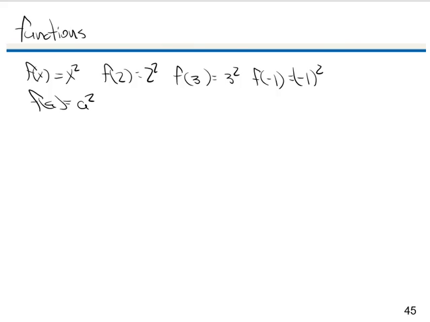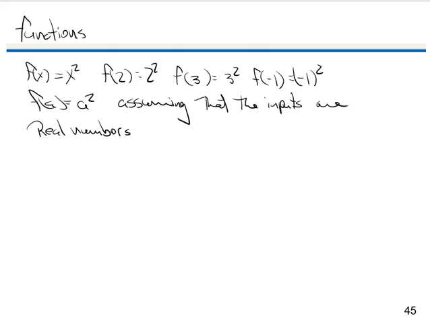And normally for our class, we are assuming that the inputs are real numbers. That means that we're not talking about what we call imaginary numbers, for example, the square root of negative 1 or the square root of negative 4, things like that. So those kinds of numbers we're not considering as inputs, only real numbers.